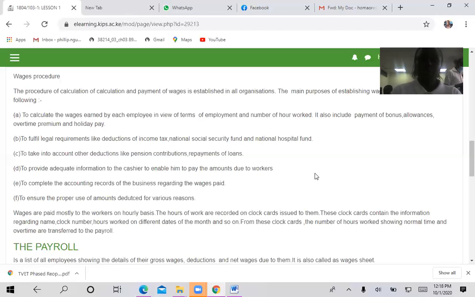So wages are paid mostly to the workers on an hourly basis. The hours of work are recorded on the clock cards issued to them. These clock cards contain the information regarding name, clock number, hours worked on different dates of the month, and so on. From these clock cards, the number of hours worked, showing normal time and overtime, are transferred to the payroll.